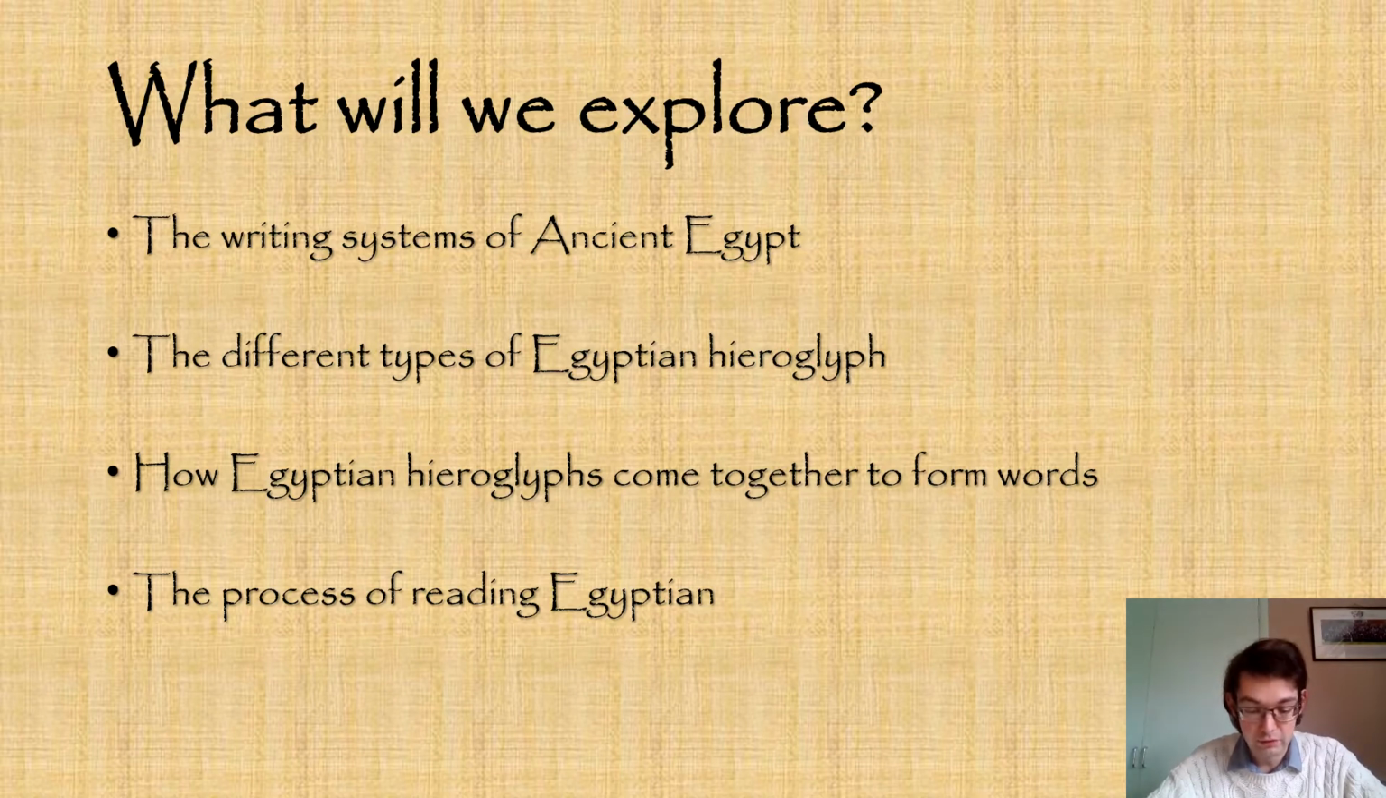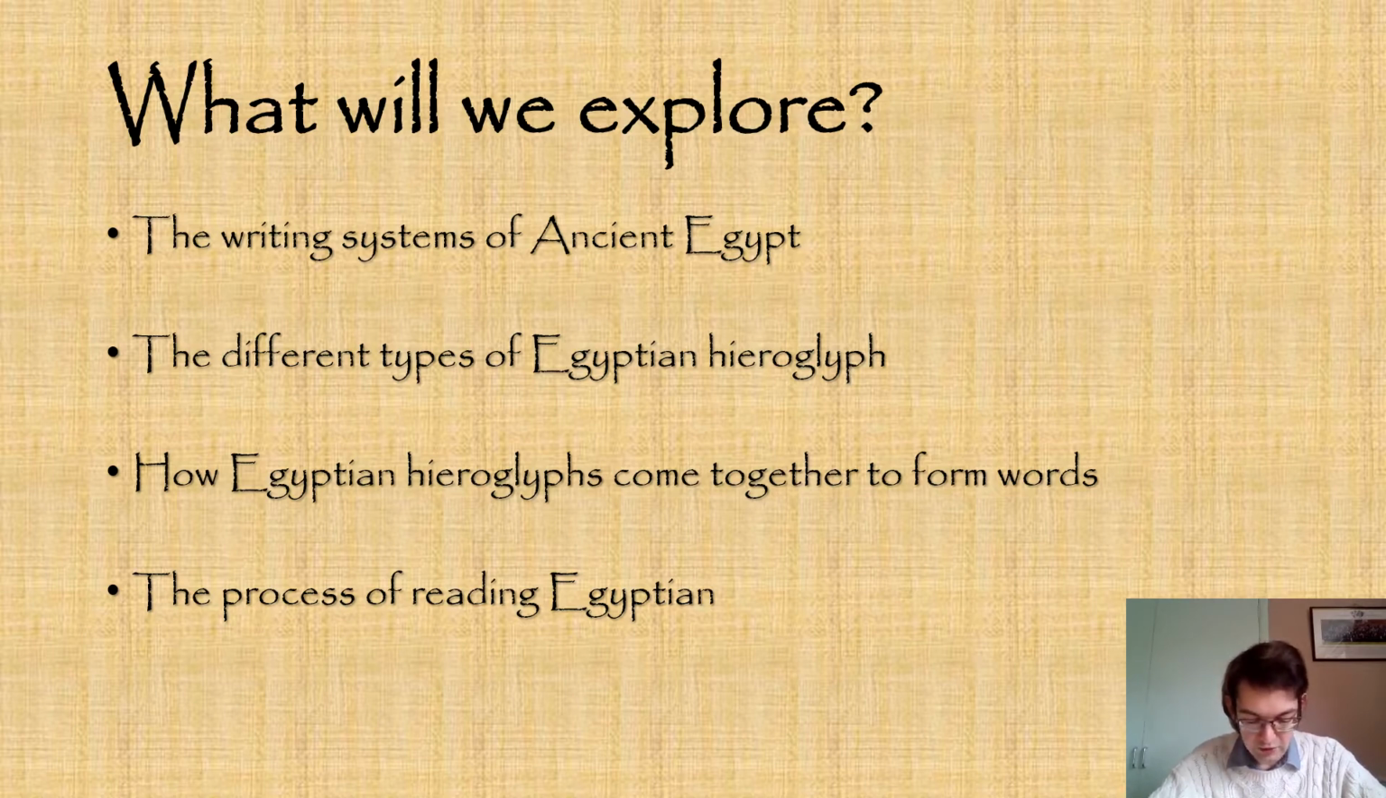of communicating information. We'll then focus in on the most widely studied of these various writing systems, and that is indeed the hieroglyphic system. That system is made up of different categories of hieroglyph, and we're going to look at each of these in turn. Then we'll explore how you go about combining the different hieroglyphs to form words, before putting all of that knowledge together to actually go through the process of reading a simple Egyptian phrase.